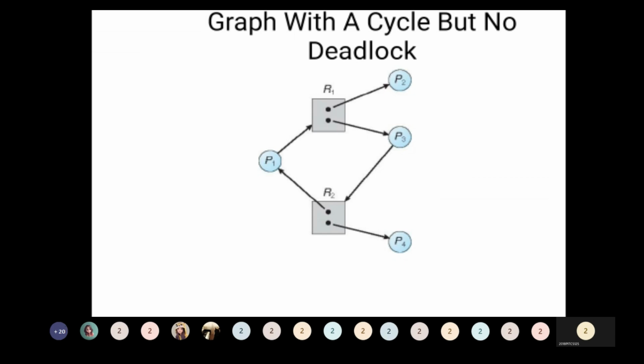Next, second case, P1 is already using one instance of R2. That is, R2 has been assigned to P1, which in turn is waiting for an instance of R1. Then P3 is requesting one instance of R2, but of the two available instances, one is assigned to P1 and the other is assigned to P4. Currently, there are no resource instances available in R2.